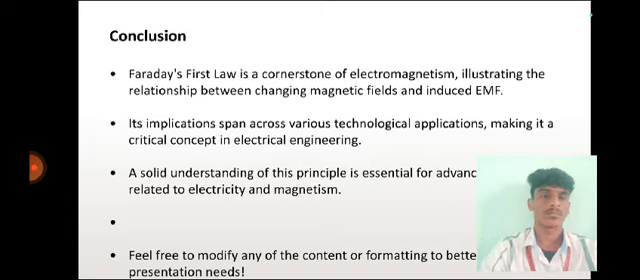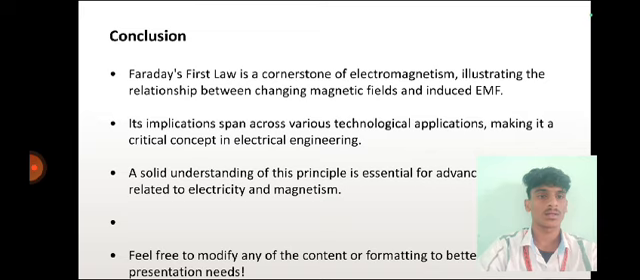Feel free to modify any of the content or formatting to better suit presentation needs.